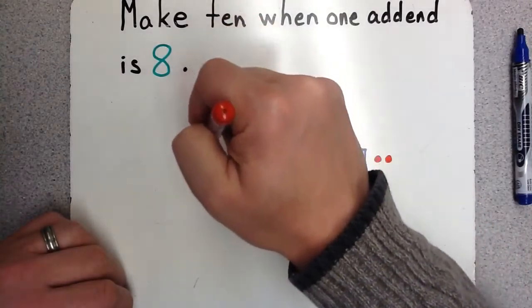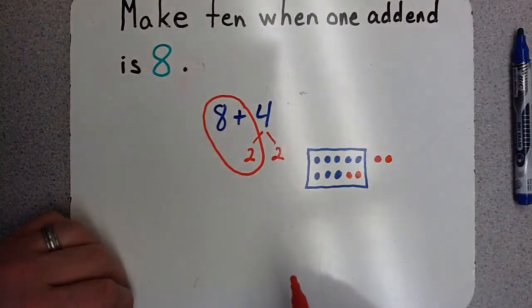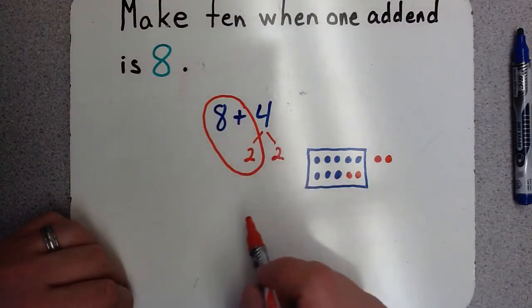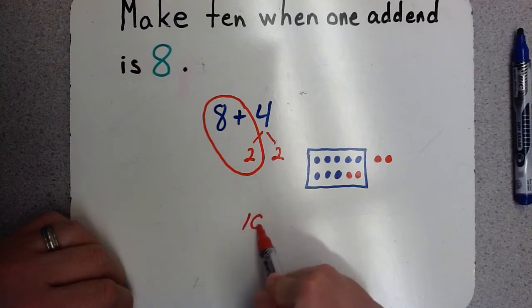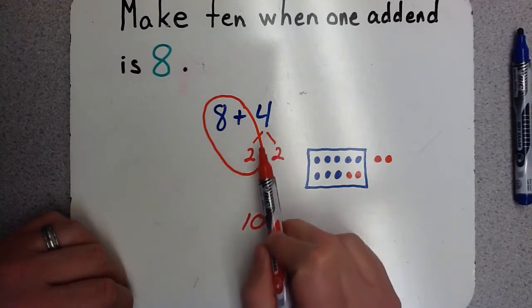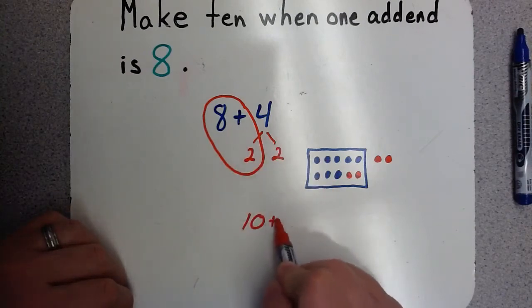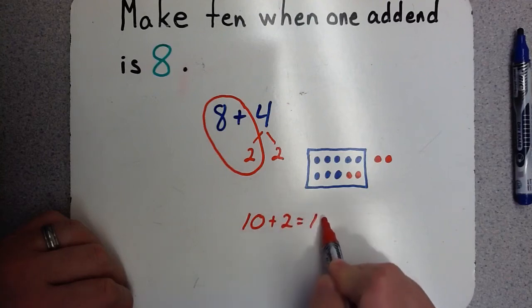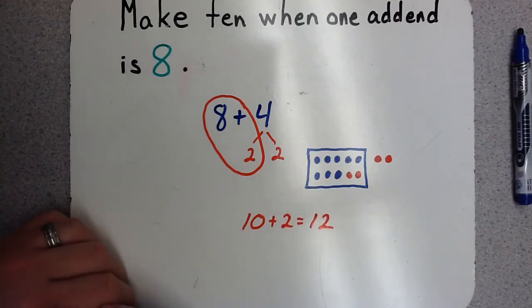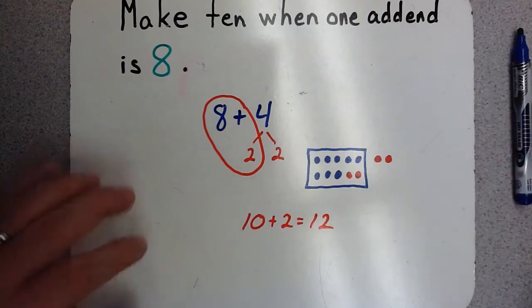So I'm going to circle my 8 and 2 to show my 10 frame. So 8 plus 2 is 10. And then I have these 2 counters remaining outside, so 10 plus 2 equals 12. Okay, so let's look at another problem.